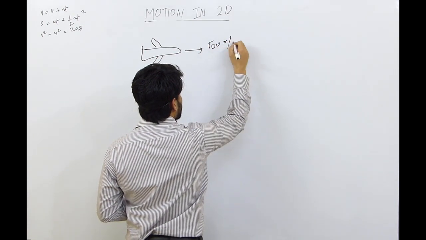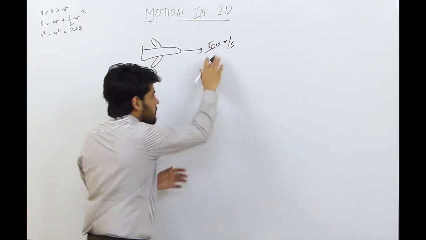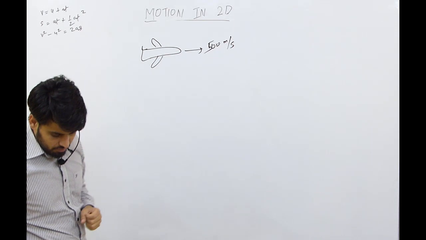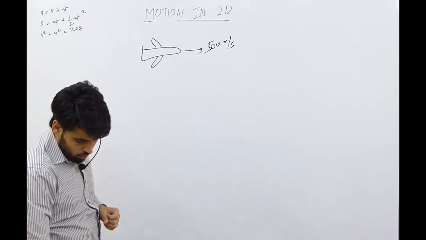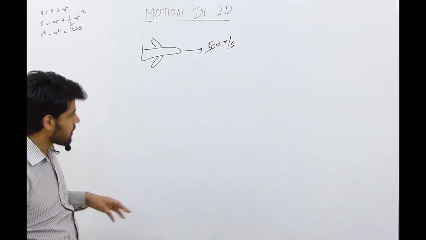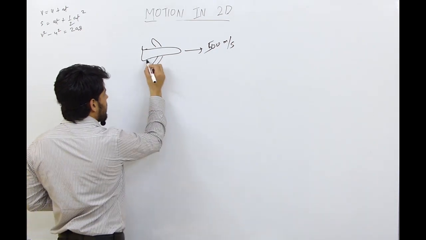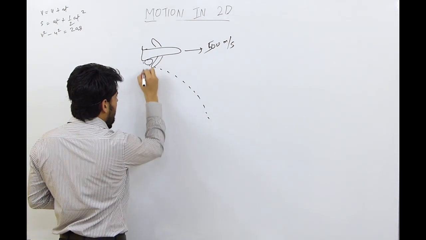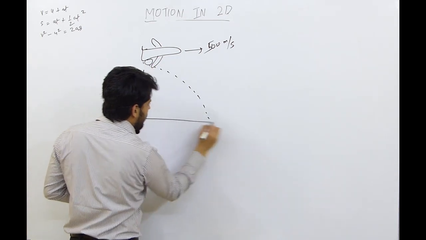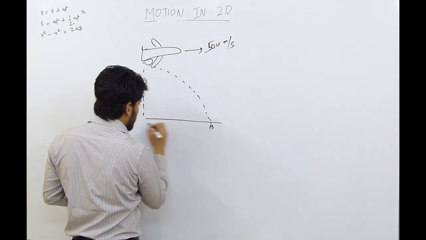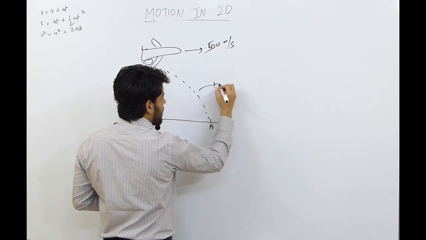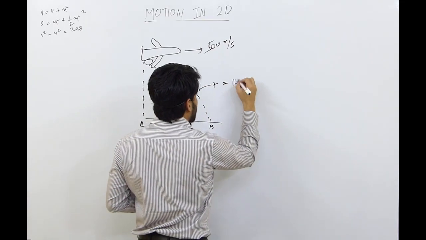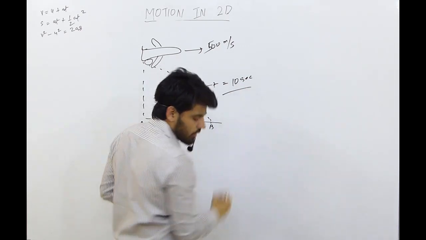It's not valid, but I don't know how it is given. It's for the numerical purpose. A plane cannot reach 500 meter per second, and a bomb released from it strikes the ground in 10 seconds. The bomb which has been dropped from this plane reaches the ground, the B point, in time taken t equals 10 seconds.